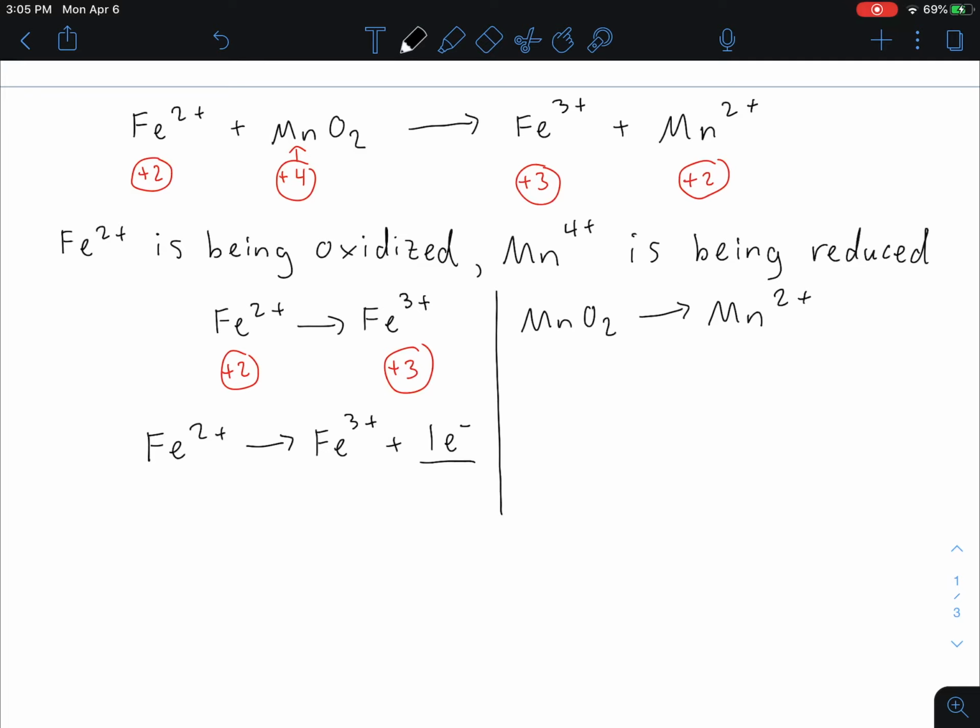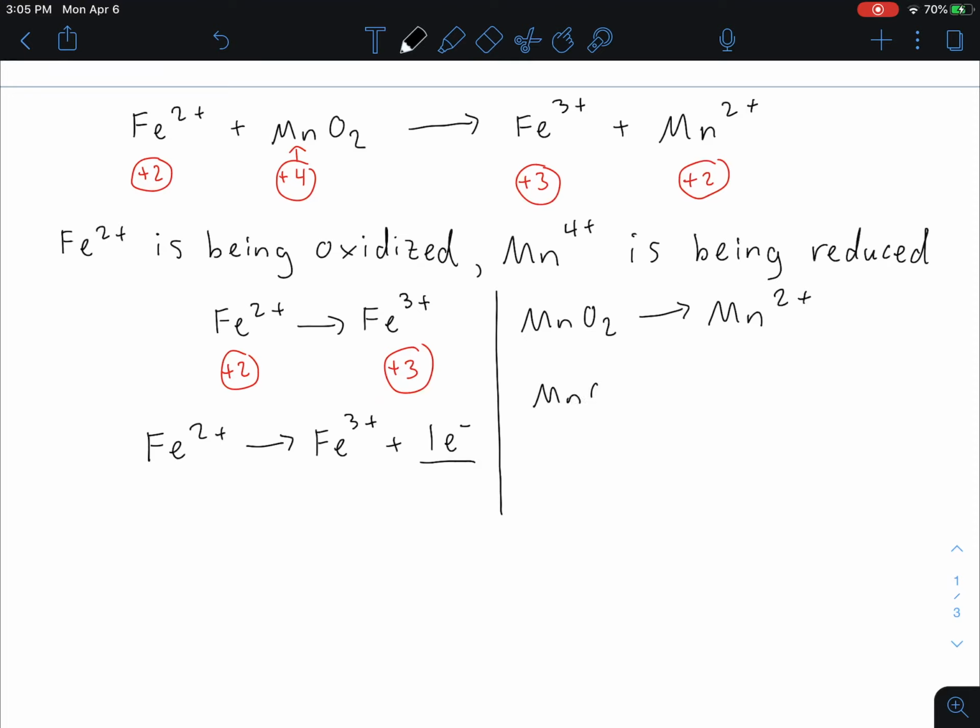Okay, the one on the right, we have a little bit more work to do because there are things to balance other than the charge. So first we say, do I need to balance anything that's not oxygen or hydrogen? No, there's 1 manganese on each side, so that's taken care of. Then the next question is, do I need to balance oxygen? And I do, right? There's 2 oxygens on the left, but none on the right.